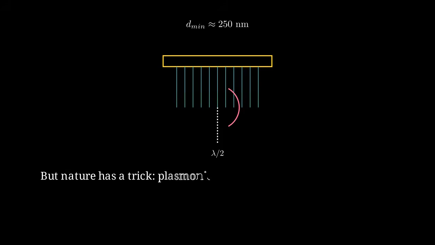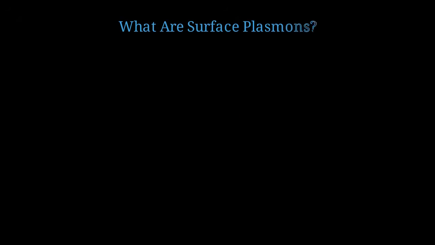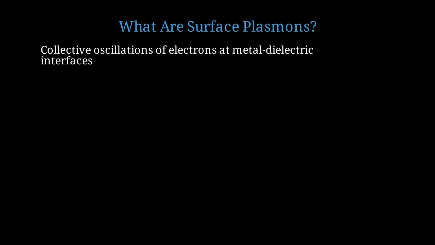But here's where nature surprises us. Through plasmonics, we can actually break this diffraction limit. So what exactly are surface plasmons, and how do they enable this remarkable feat? Surface plasmons are collective oscillations of electrons that occur at the interface between a metal and a dielectric material.